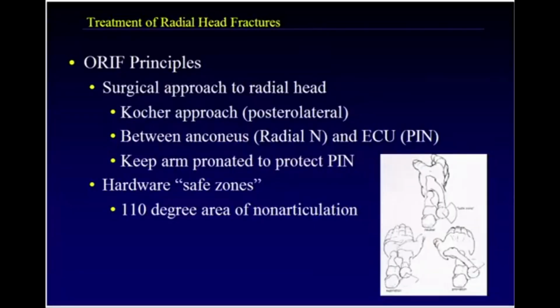The surgical approach to the radial head is typically the Kocher approach, using the posterolateral. It goes between the anconeus, innervated by the radial nerve, and the extensor carpi ulnaris, innervated by the posterior interosseous nerve. You want to keep the arm pronated during your approach to protect the posterior interosseous nerve. And remember that you have to place your hardware within the so-called safe zone, which is basically a 110-degree arc of the radial head where it's safe to put your screws. If you go outside that arc, then you're going to run the risk of impingement on the articulation between the proximal radius and the ulna.